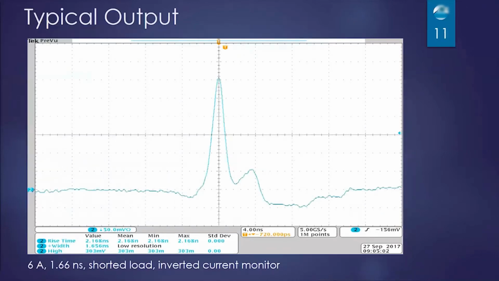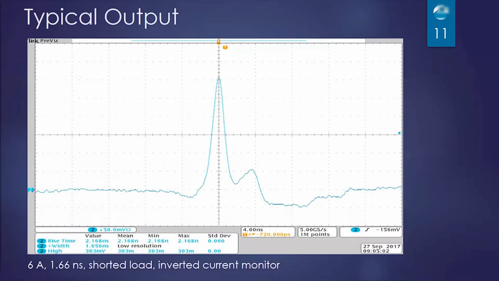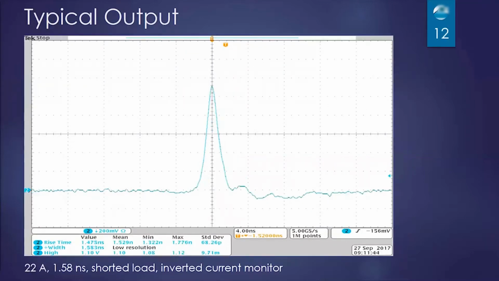I have two graphs that are actually oscilloscope shots, one at the lowest current setting, which is 6 amps, and it shows a 1.66 nanosecond pulse width. This is driving a shorted load, and we inverted the current monitor just so it's easier for you to see what the actual output current is. Here's the same output current at 22 amps. We have a slightly smaller pulse width.